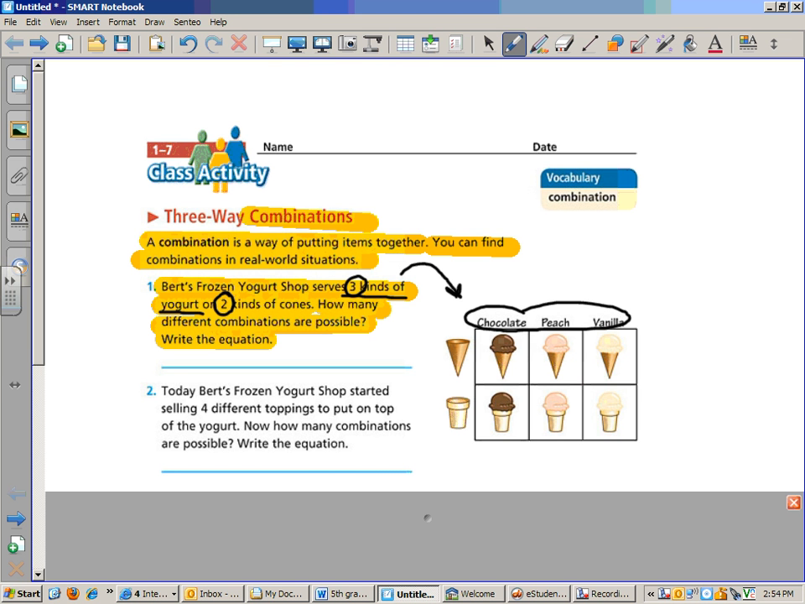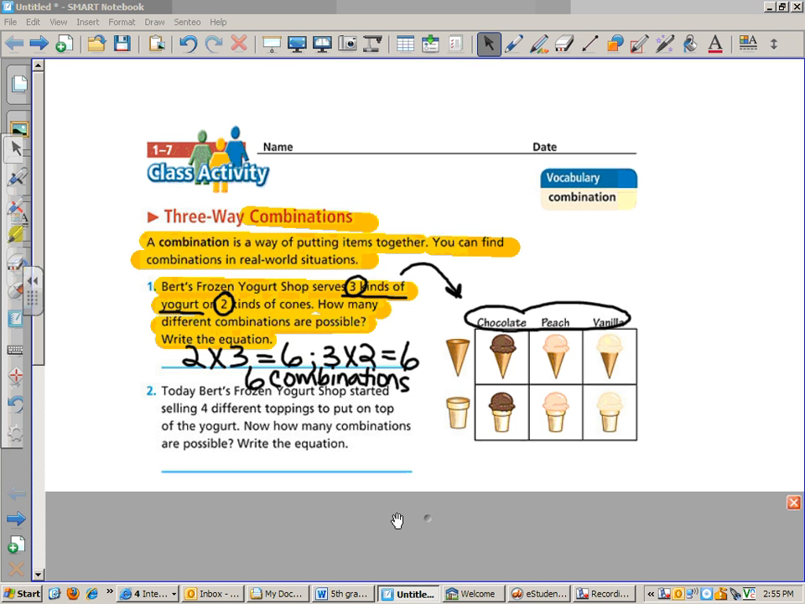Okay, so drawing out the picture, we have 2 cones, each with a different type of flavor, which is going to give us a 2 by 3 or a 3 by 2, however you look at it. So 2 by 3, 6 different combinations, or we can say a 3 by 2, 6 different combinations. So we'll say 6 combinations. Okay.